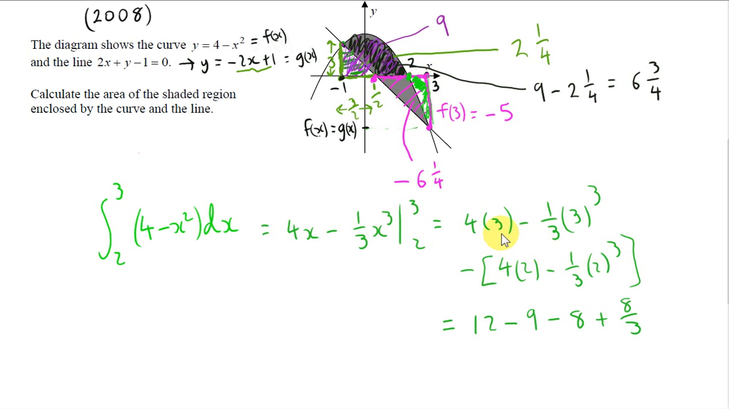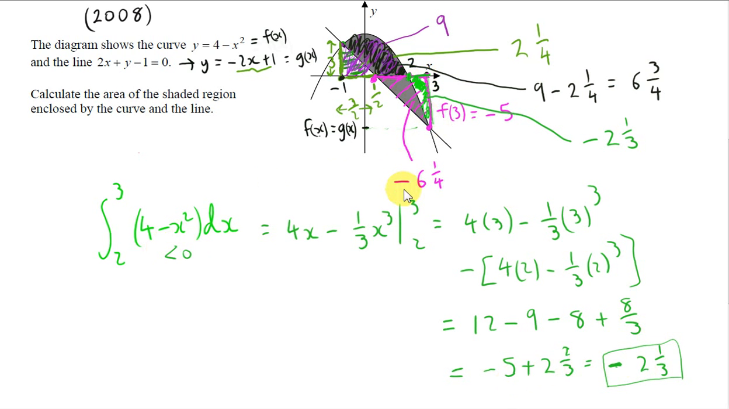So here we get 12 minus a third of 3 cubed, that's 9, minus 8 plus 8 thirds. 12 minus 9 is 3, 3 minus 8 is minus 5, 8 thirds is the same as 2 and 2 thirds. So we end up getting minus 2 and a third. Again, we get a negative result because 4 minus x squared is negative for values of x running from 2 to 3. The graph is below the x-axis.